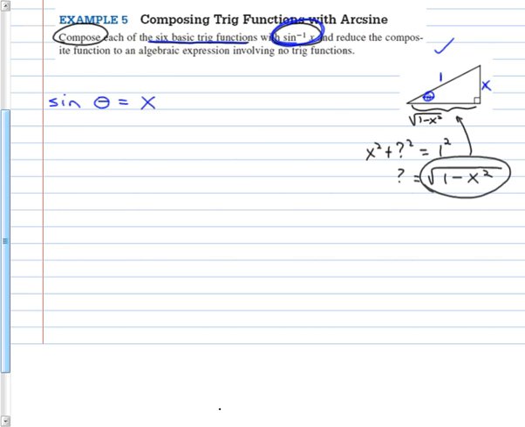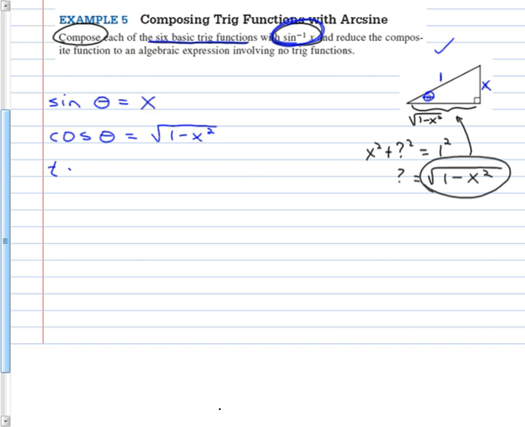So what angle has a sine? The sine of that angle is x. Wow, I'm mixing it up. Cosine of that angle. Do the ratio for me in that right triangle. What's the cosine of that angle? Well, it's not a question mark anymore. We know what it is: the square root of 1 minus x squared over 1. Adjacent over hypotenuse. There it is.